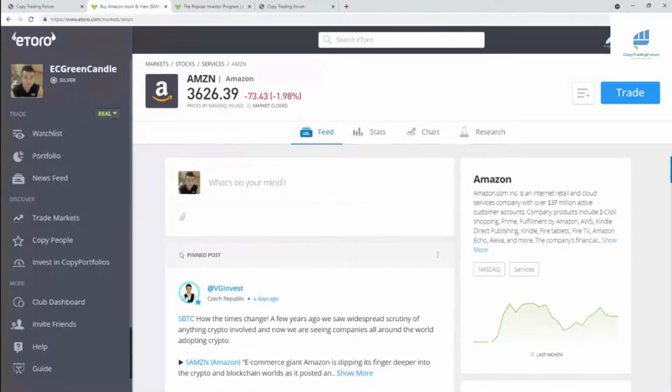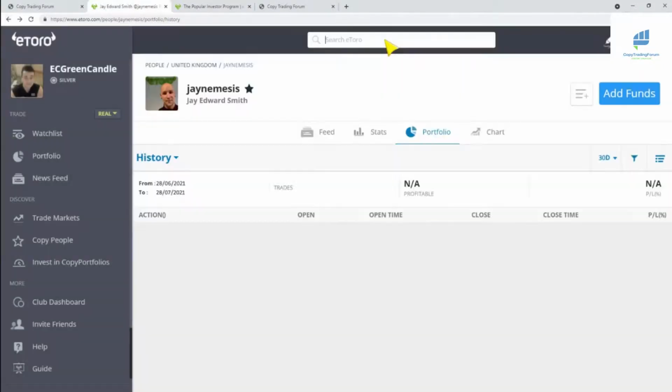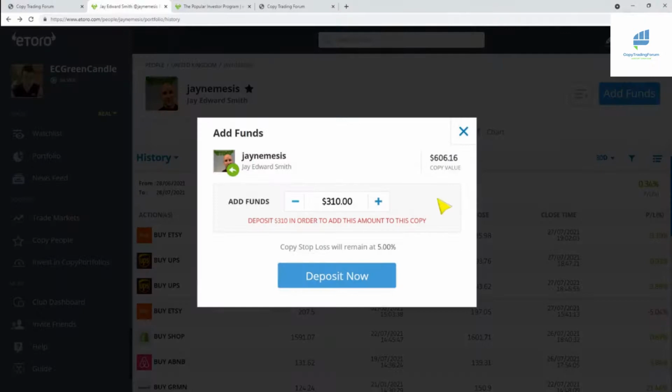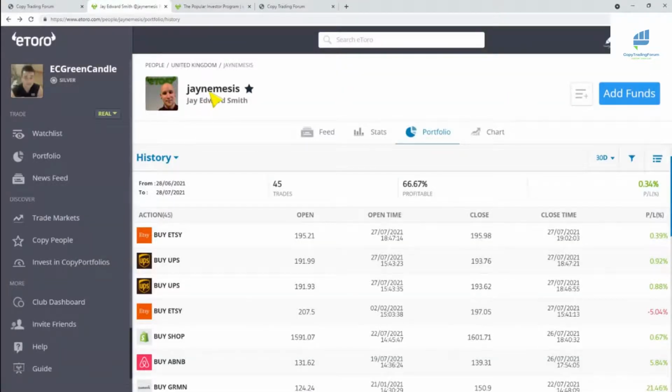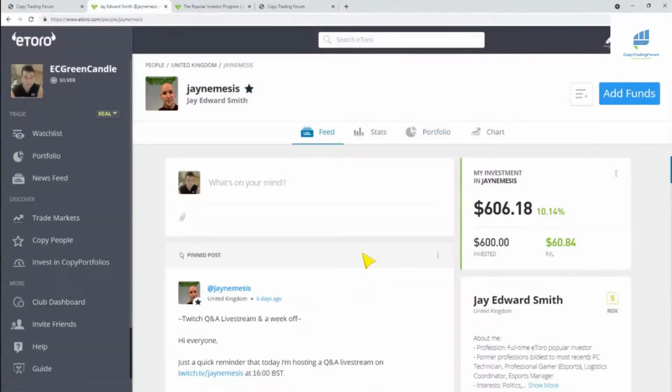But let's go back to my investment in JNMS. So here there are lots of things I can do. I can add funds here, okay? I can do lots with JNMS in my portfolio. You can add funds at any time to build up, or you can remove funds, or you can stop the copy whenever you want. It's easy. You can stop the copy, and you can copy as many people as you want.